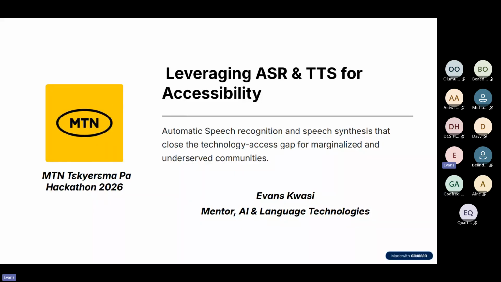All right, so as Dr. Icon introduced, my name is Evans and I'm part of the HCI lab. This morning I'll be taking you through how you can leverage ASR and TTS, basically speech technologies, in your product building. In the next few minutes, I want to give you a map on how you can do that, how you can leverage these technologies effectively.